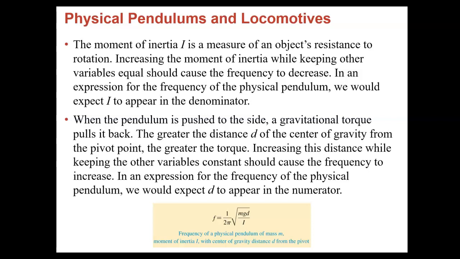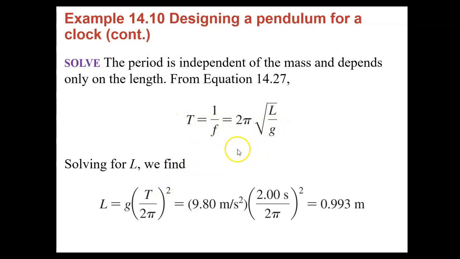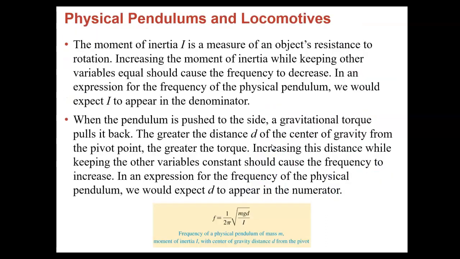So if you look at the bottom piece there, the frequency of a physical pendulum, let's compare this. So period is 2 pi times the square root of L over G. Now if I go back into this one, L in this case is going to be your moment of inertia. G now is mass times gravity times your distance. So this is the new formula for frequency of a solid object.